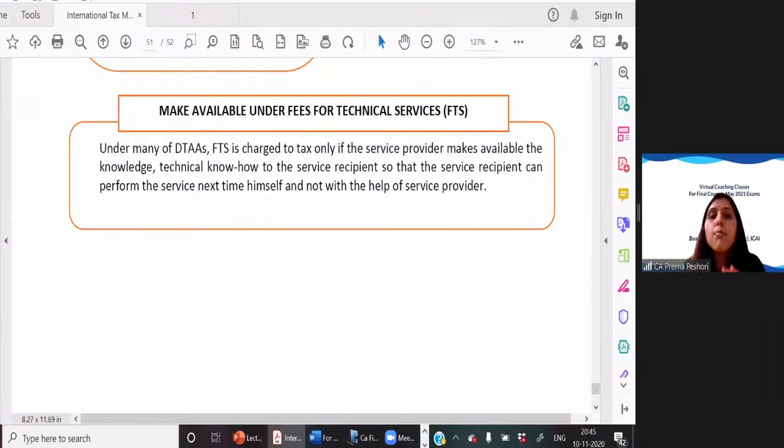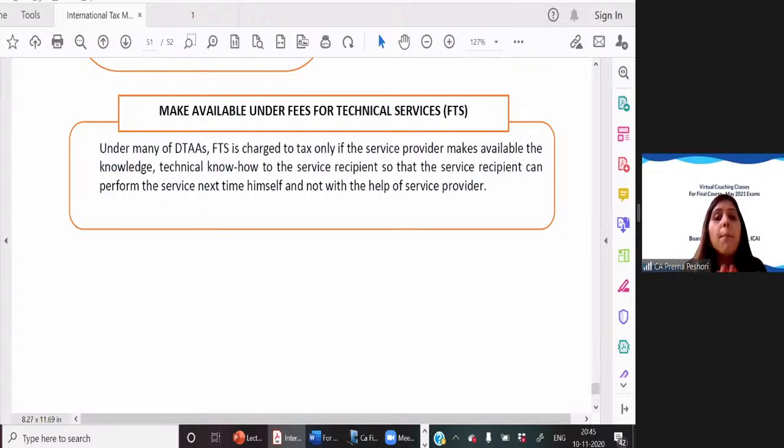Now, there is a concept of make available under the DTAA, not under Act. What does that concept say? Some of the DTAA like India, US has this concept which says fees for technical services will only be taxable if the service provider is making available the knowledge to service recipient. What does this mean? Now, I am service provider. I am making available to you the knowledge of this international tax. Now, tomorrow, you can go and write the exam even without coming to me and asking again. In that case, it will be taxable as fees for technical service.